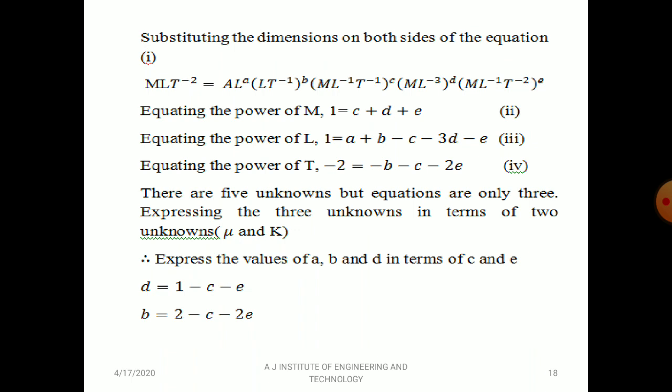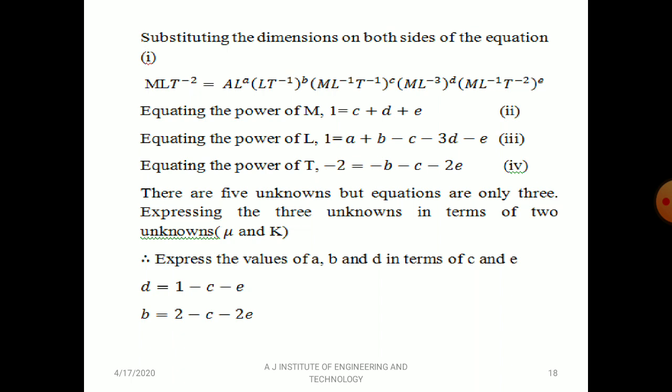So substituting dimensions on both sides of the equation, for the resisting force we get M L T to the power minus 2 equal to A into L to the power a into L T to the power minus 1 to the power b into M L to the power minus 1 T to the power minus 1 to the power c into M L to the power minus 3 to the power d into M L to the power minus 1 T to the power minus 2 to the power e.